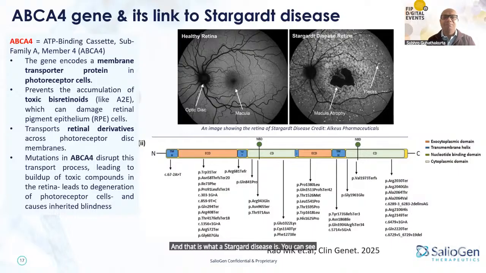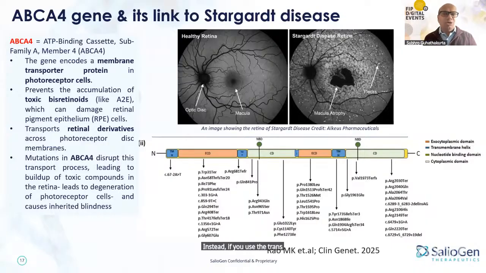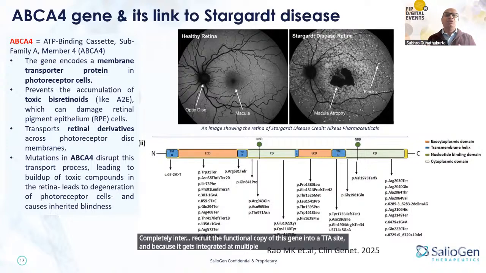You can see the normal healthy retina and the diseased retina. A lot of degeneration is happening. Now, as I told you, many mutations are responsible. So if you employ base correction by CRISPR-Cas9, then you need to employ many different CRISPR-Cas9 machineries to correct this. Instead, if you use transposase-based genome editing, you can just recruit the functional copy of this gene into a TTA site, and because it gets integrated at multiple sites safely, you can get a much higher expression and reverse the pathology.